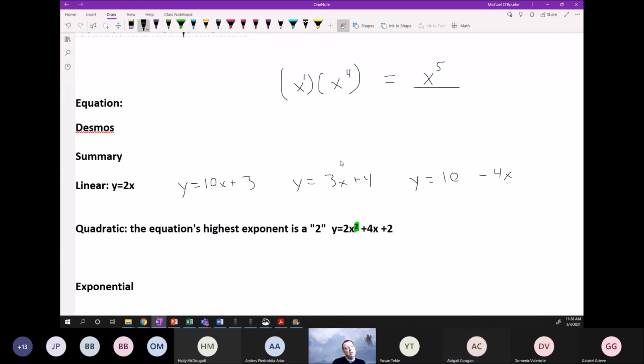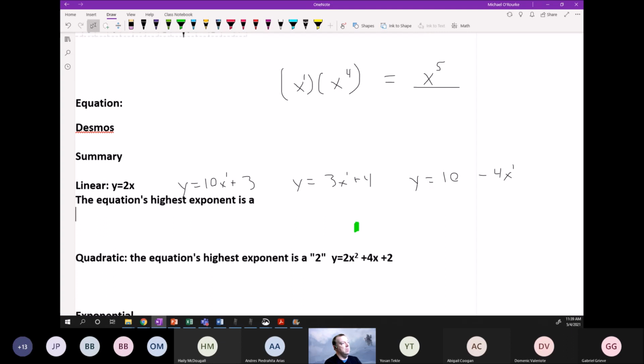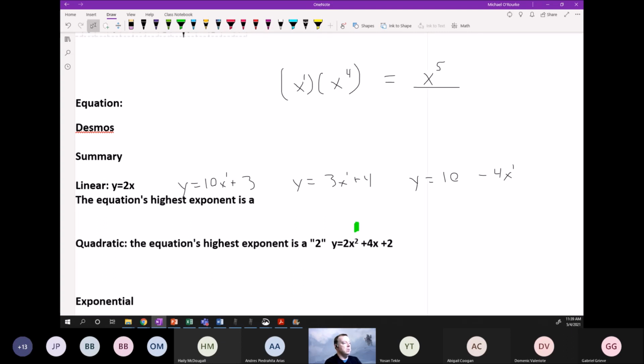So what exponent's on top of all these ones? A 1. Therefore, for a linear equation, the highest exponent is a 1. Does that make sense to everybody?